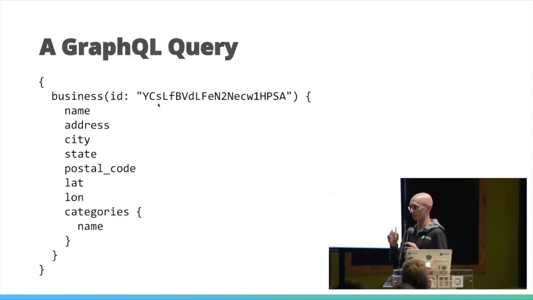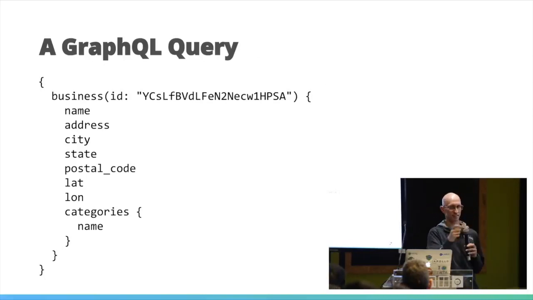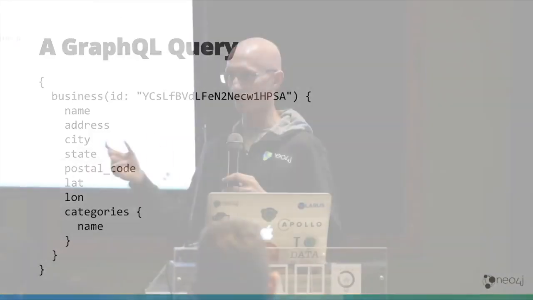So they have an ID for the business. They also have a name, so you could search by name if you wanted to. So we say I want to get the business with that ID, and then specifically I want the name, address, city, and so on. And then some of the types are a bit more complicated. So you can see for categories, we've got an array of things, and we just say, actually, I just want the name. And maybe there was an ID on the category, but we don't care about getting that back. We just want the name.